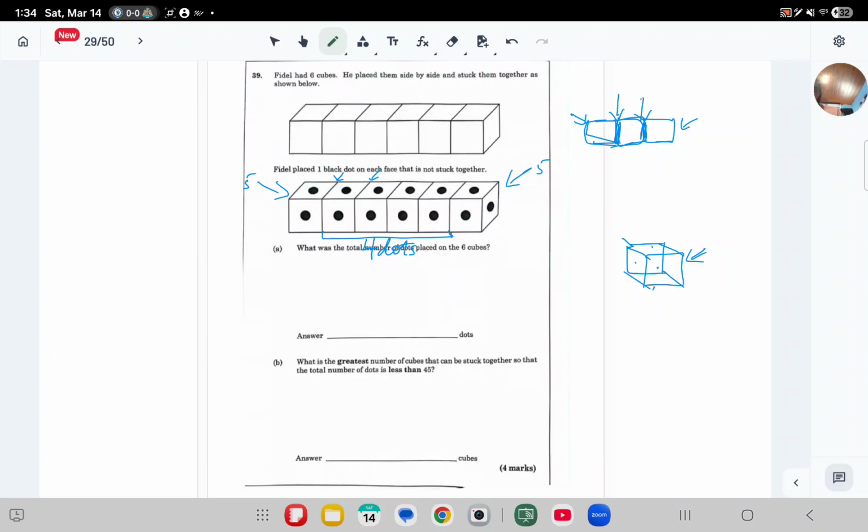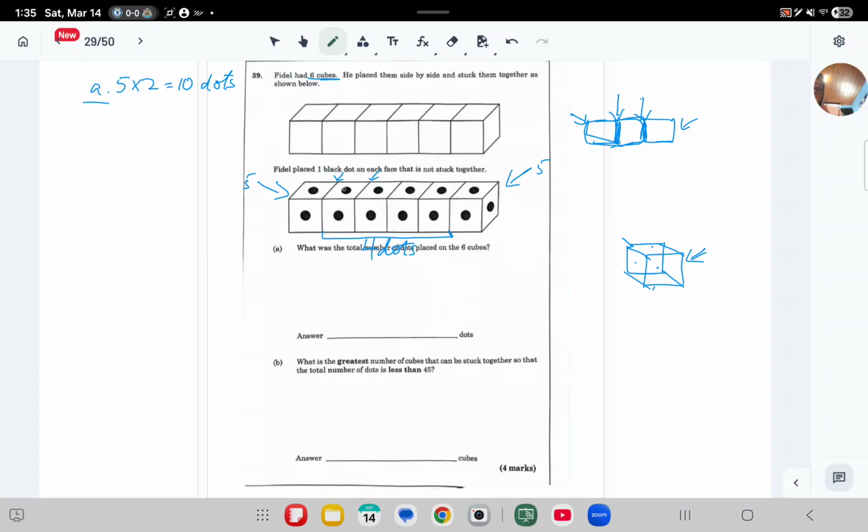So here we'd have 5 dots, 5 dots, 4 dots. So the question said here now, he has 6 cubes. I want to know the number of dots. So to calculate the number of dots, it would be the 2 that have the 5 in it. So that's 5 by 2, which is equal to 10 dots.